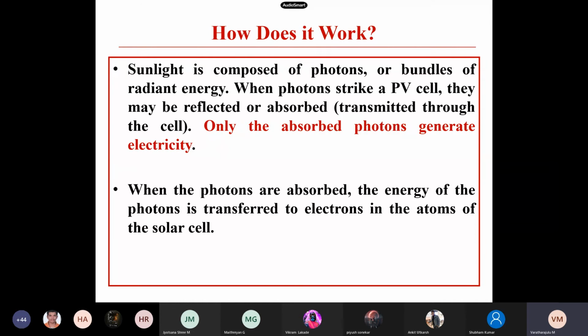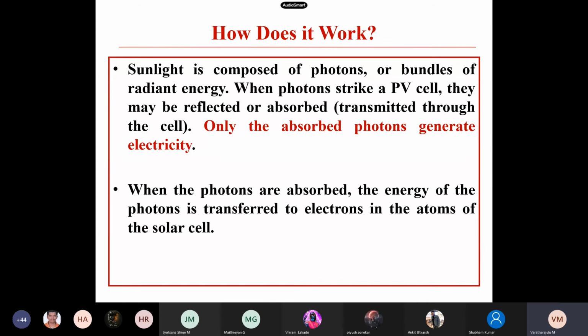And see, sunlight is composed of photons, or a bundle of radiant energy. When photons strike the PV cells, they may be reflected, absorbed, or transmitted through the cells. Only the absorbed photons generate electricity. When these photons are absorbed, the energy of the photons is transferred to electrons in the atoms of the solar cell.